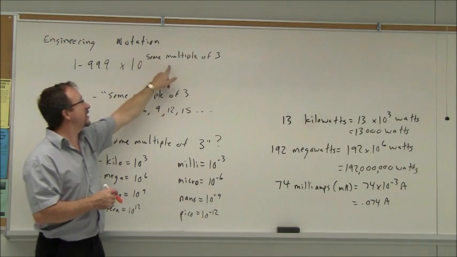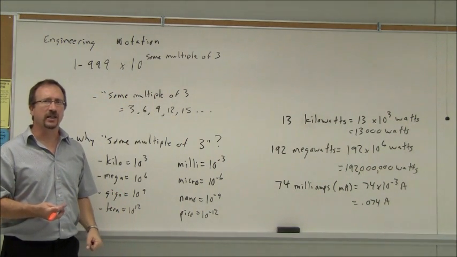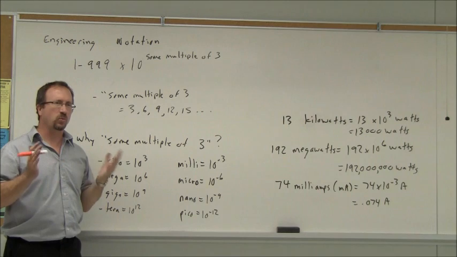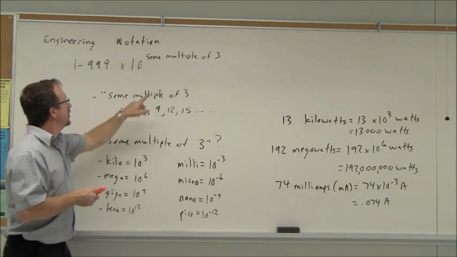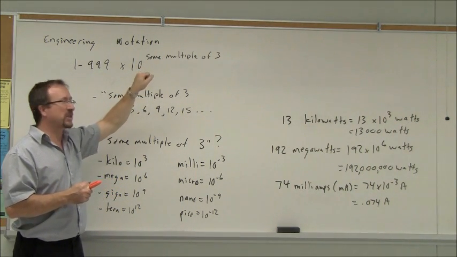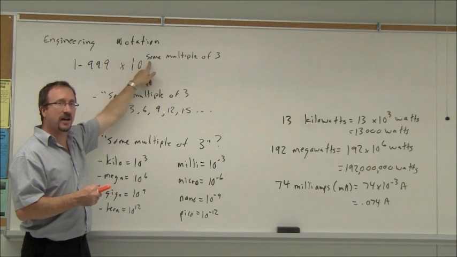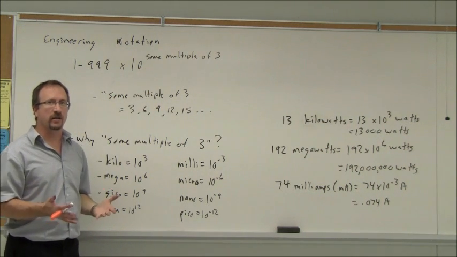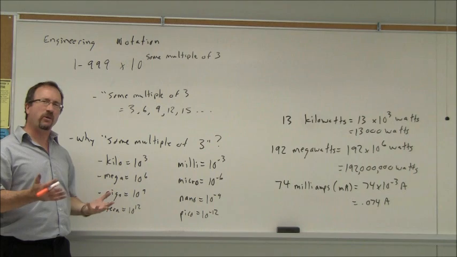And then it's times 10 to the, it has to be some multiple of 3. And that seemed like, what? So that exponent must be a 3, a 6, a 9, a 12, a 15, and so on. But why would we do that?